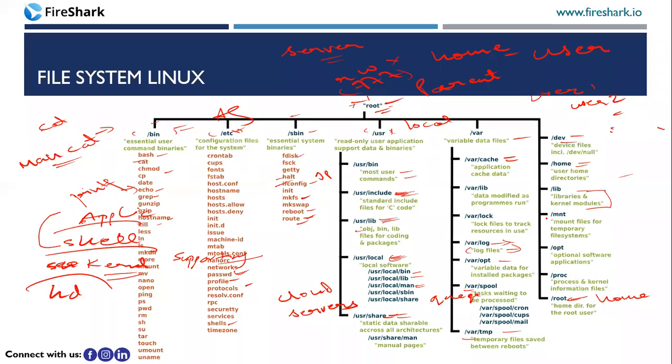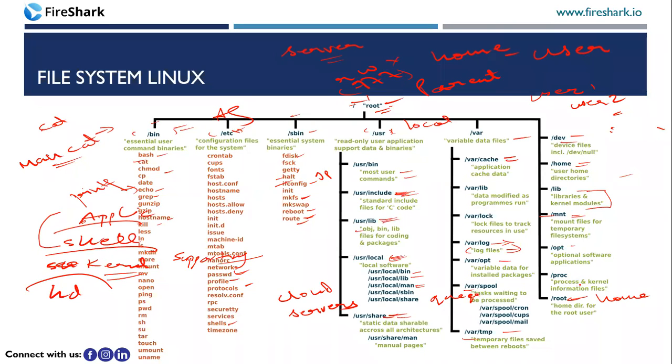Okay, then we have mount. So mount is for mount files for temporary file systems. So if you are inserting any pen drive, each pen drive or any storage device will be taken as a file, as a file directory in the Linux architecture. Okay, so you will find USB information, or maybe any storage device information, whether it's your hard drive, you will find the information in mount. Then we have opt. So opt is for optional software applications.